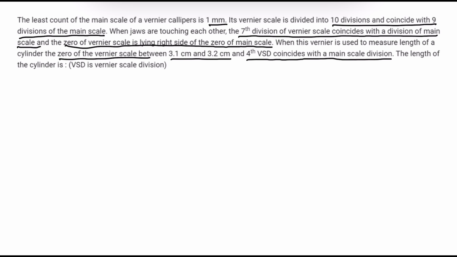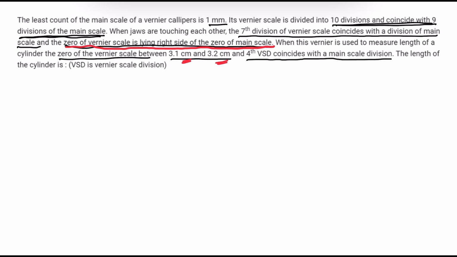The only difference that we can see here is the units that they've given us, and also the fact that the vernier 0 is lying to the right of the main scale 0. So let's do this question. Obviously, the beginning stuff, they've stated the obvious. We know that the least count of the main scale is 1 millimeter, and we also know that 10 divisions coincide with 9 divisions. So let's get to the question.